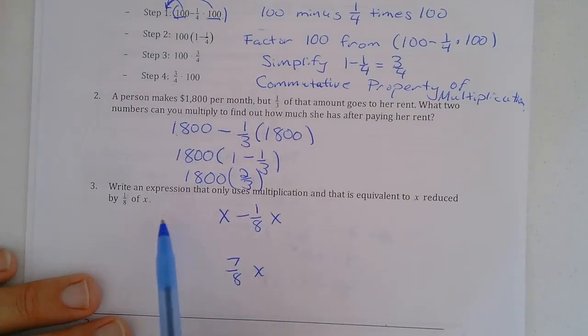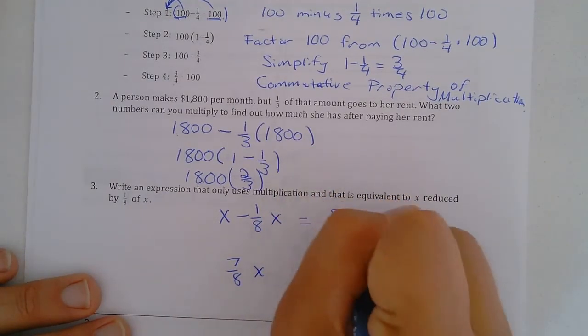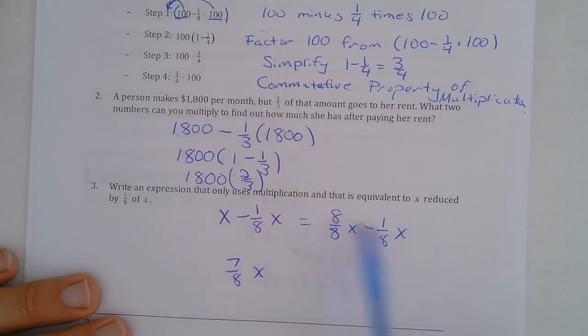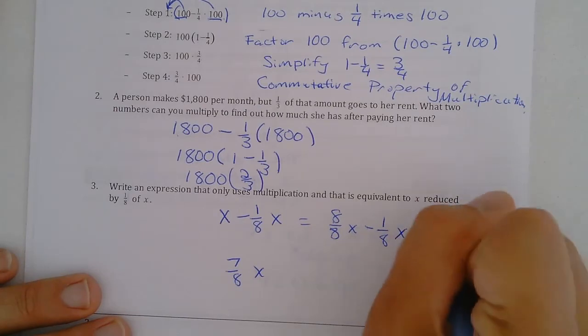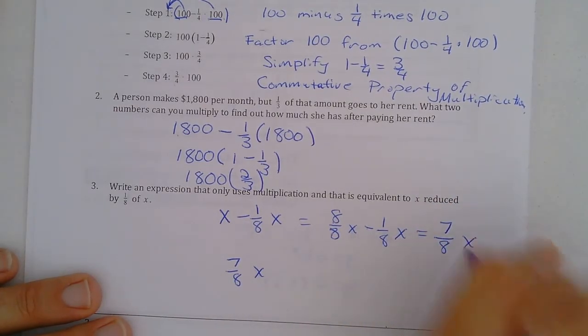And if we needed to simplify that fraction, basically you have 8 over 8 x minus 1 over 8 x. And then you subtract in the numerators. 8 minus 1 is 7. The denominator stays the same, so that would be 7/8 x.